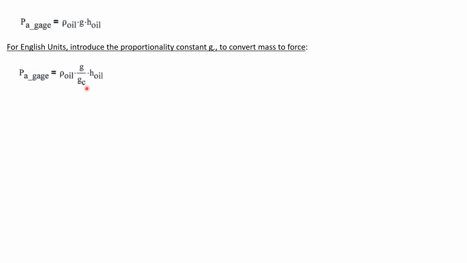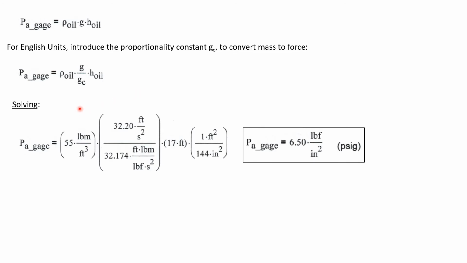We can introduce now the term g sub c, because whenever we have a g in an expression like this, we're going to have to divide by g sub c if we're using English units so that we can convert mass to force. So let's plug everything in. The gauge pressure at point A is the oil density, 55 pound mass per cubic foot, times g over g sub c, times the height of the column of oil, which is 17 feet. And then I have to convert square feet to square inches because I want psi, not pounds per square foot. So the gauge pressure at point A is 6.5 pounds force per square inch. That's gauge pressure, psig.